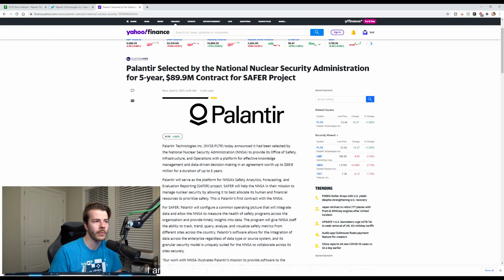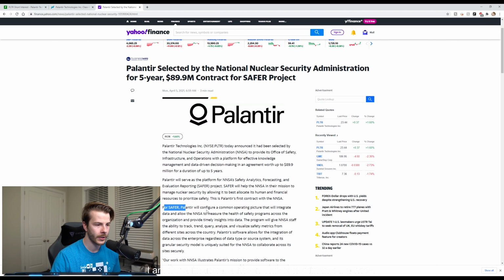So Palantir was selected by the National Nuclear Security Administration for a five-year, $89.9 million contract for the SAFER project. If you don't know much about Palantir, the huge thing with Palantir is they've been getting a lot of contracts with the government. So they're really working with the government, and their whole thing is, we can just talk about this.